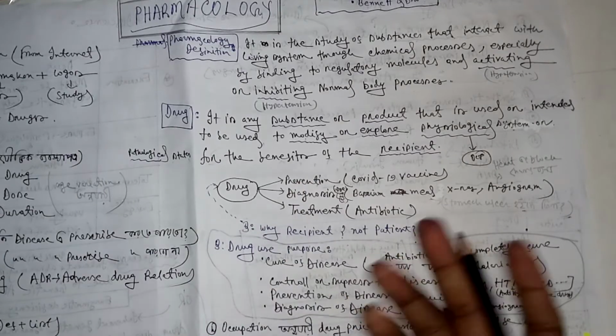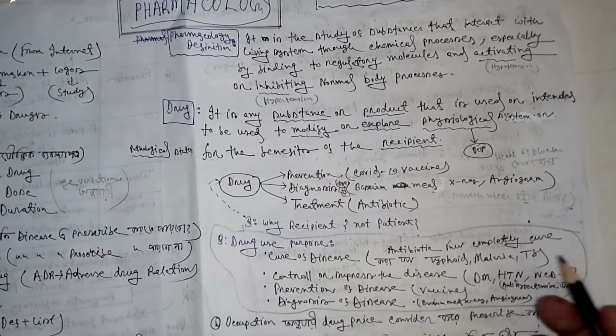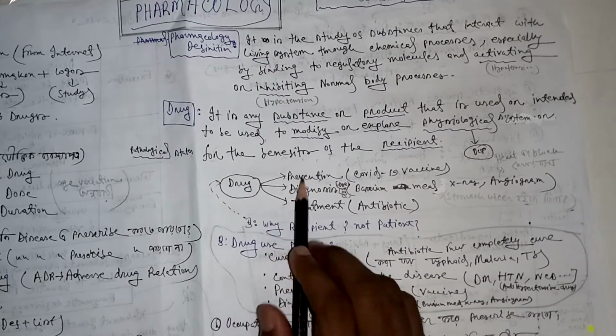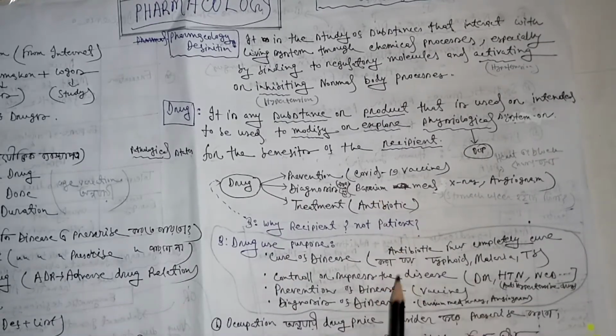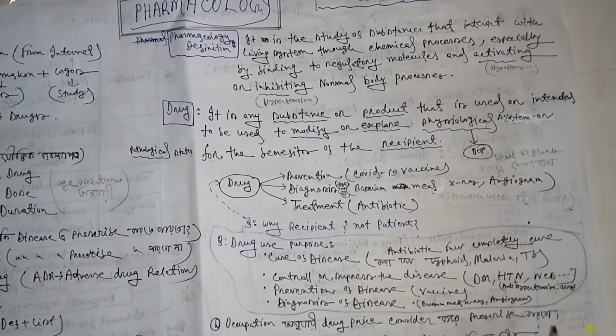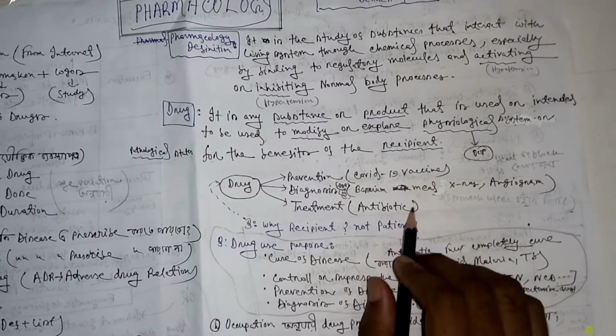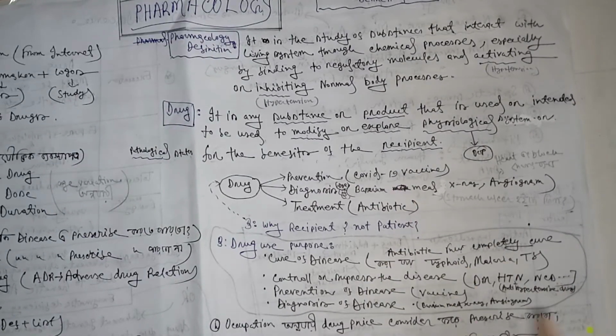Okay, in case of prevention, what kind of drug can we use? Like the COVID-19 vaccine, we take it to protect ourselves from the COVID-19 virus. Then for diagnosis, like the barium meal for X-ray. Before performing the X-ray, we ask the patient to take the barium meal, so that we can know where the ulceration occurs.